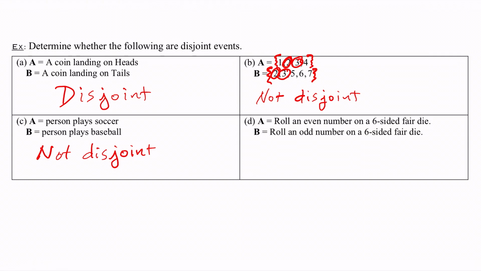Looking at part D, the event A is the event of rolling an even number on a six-sided fair die, and the event B is the event of rolling an odd number on a six-sided fair die. Again, these would be two events that have no elements in common. So for instance, A here would consist of only even numbers, 2, 4, and 6. And event B here would consist of only odd numbers, 1, 3, and 5. Since they have no elements in common, these are disjoint.